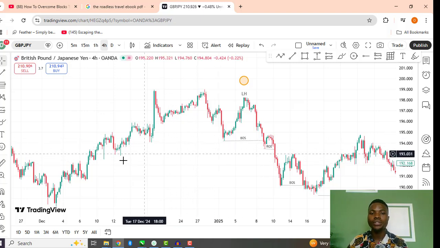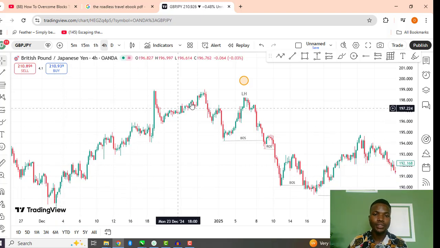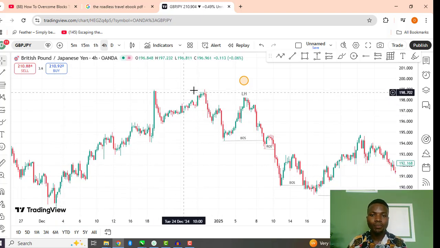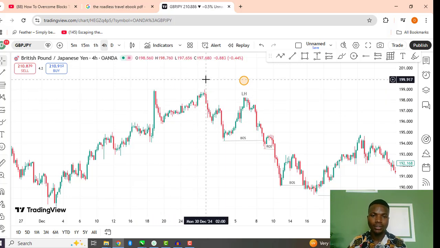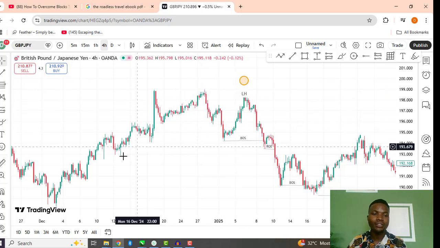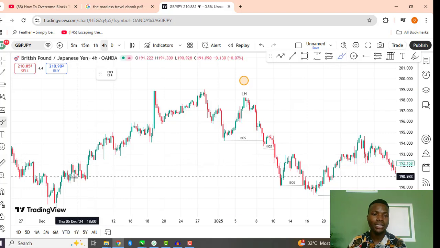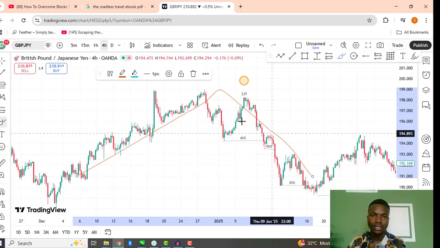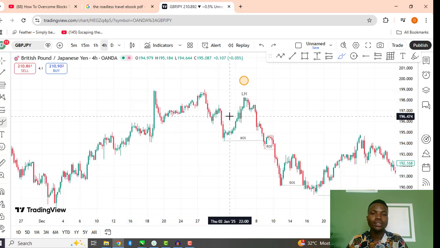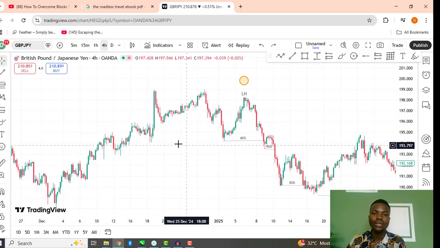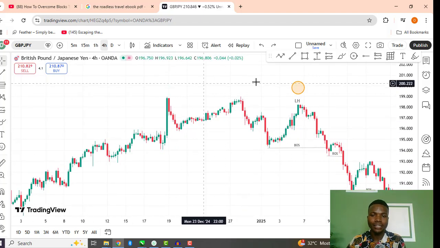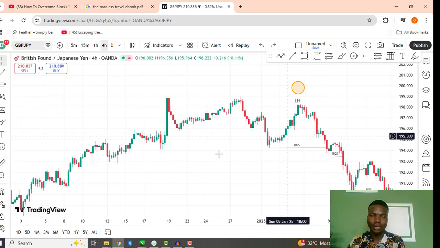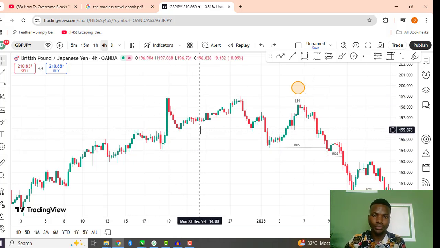Now we can see that price is moving in an uptrend here, and at some point price would not continue to go higher again. We can see that price has shifted from buying to selling. Since price has moved from buying to selling, we want to understand the scenario that happened at this point, and that is what I'm going to explain to you.